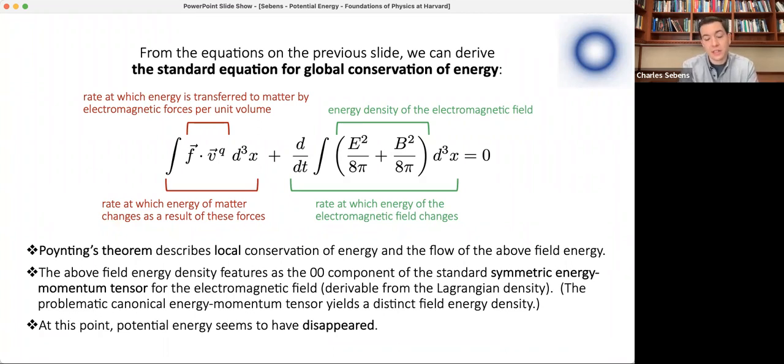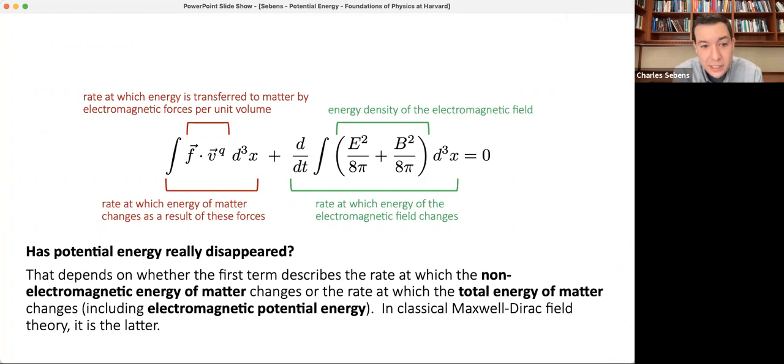Even if we endow the electromagnetic field with this energy density, matter could still have potential energy. So in particular, it matters how we're interpreting the integral on the left. Is that giving the rate at which the non-electromagnetic energy of matter changes? That's how this kind of equation is often explained. Or is it giving the rate at which the total energy of matter changes as a result of electromagnetic forces, but where that energy of matter might include an electromagnetic potential energy?